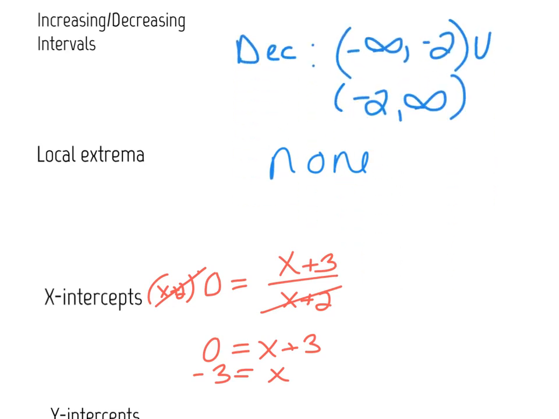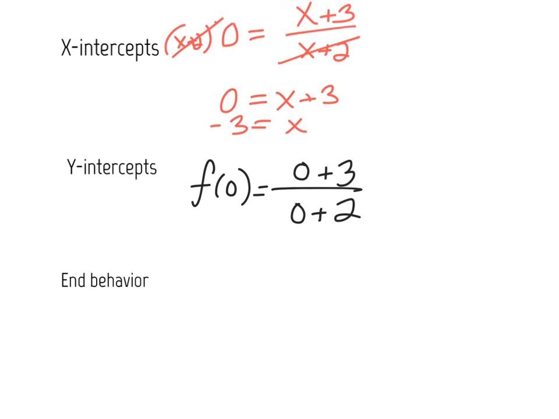All right, the y-intercept is where we find f of 0, rather, we let x be 0. So if I plug in 0, I get 3/2. So it's going to be crossing the y-axis at 1.5. And you can again verify that using the trace feature on your calculator.